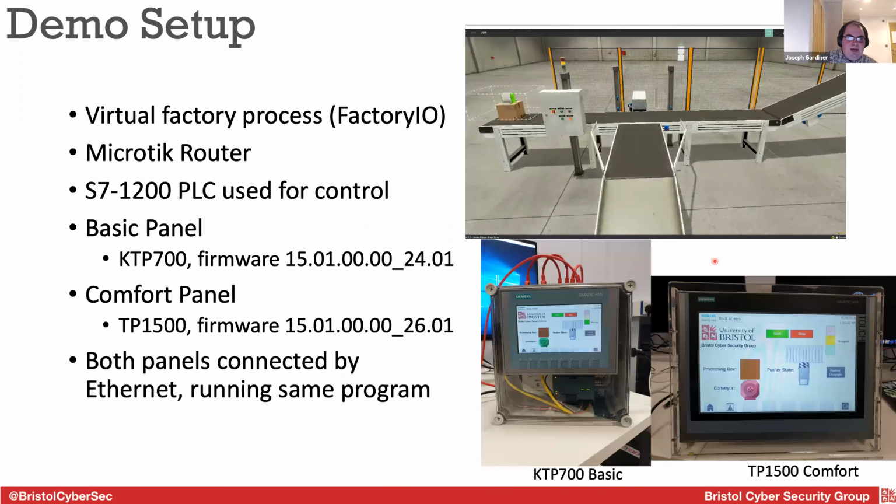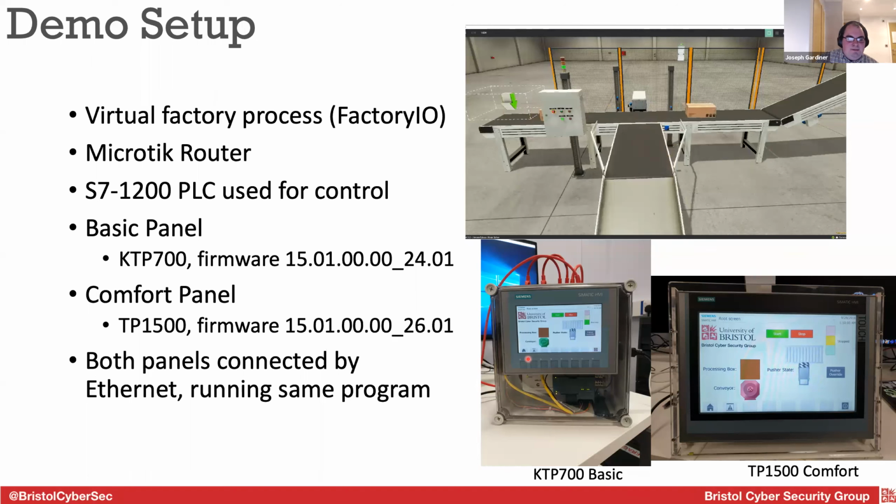So, set up for the demo. We have a basic virtual process, which is Factory.io, which you can see at the top right. This is just to give us some data to display on the screens. We're using a MikroTik router for network communication, and a Siemens S7-1200 PLC, which is inside our teaching box here. We're using 2 HMIs for this demo, both connected to the same PLC.